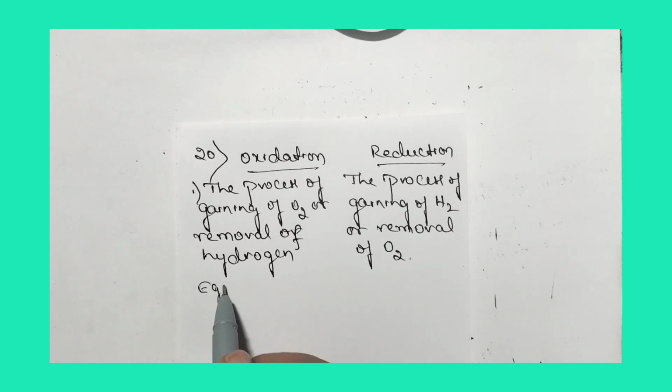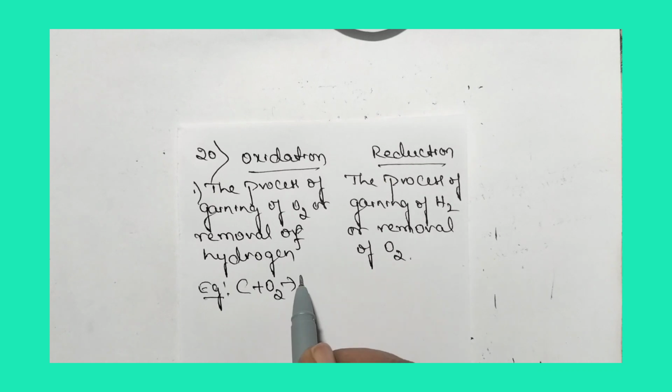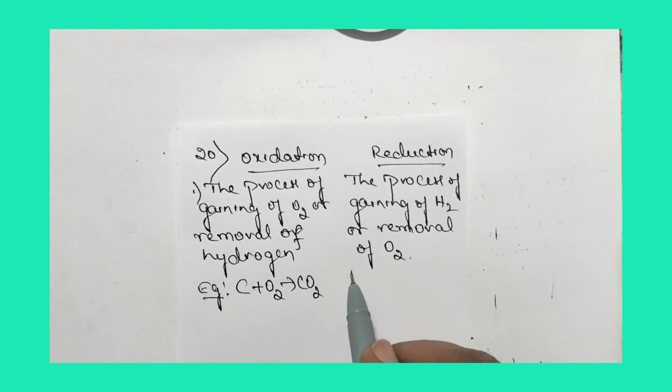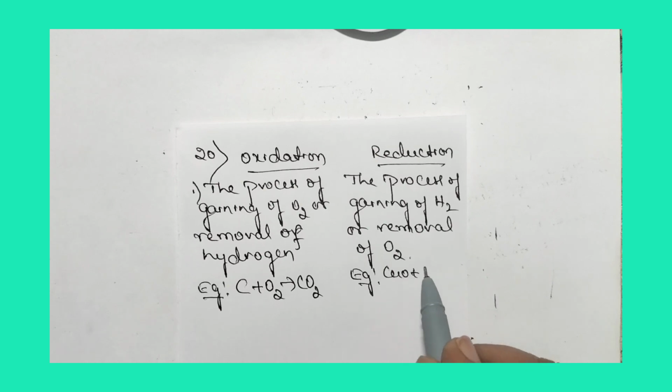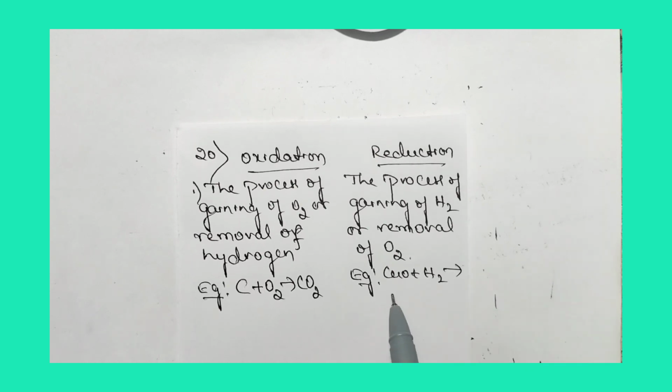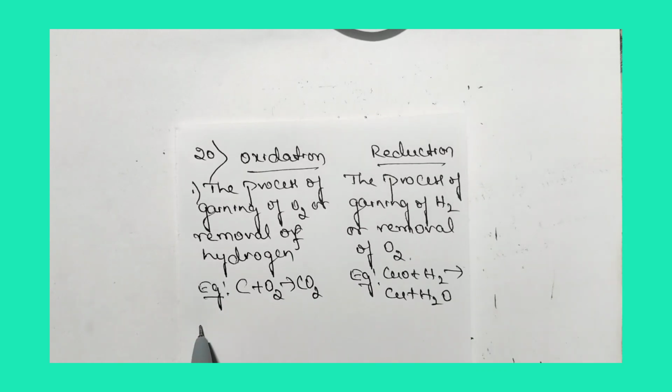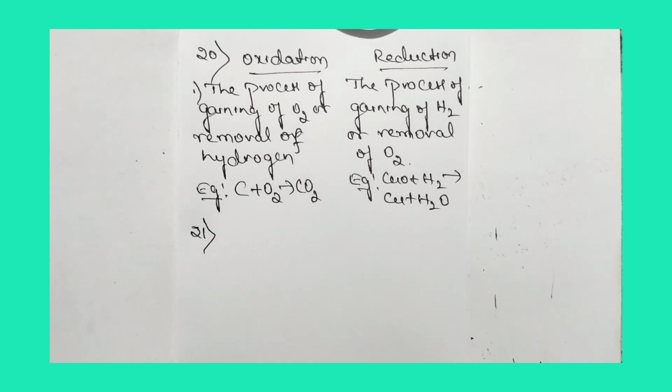Example for oxidation: C plus O2 gives rise to CO2. Example for reduction: CuO plus H2 gives rise to Cu plus H2O. So this is the answer for the 20th question. Now let us move to the 21st question.